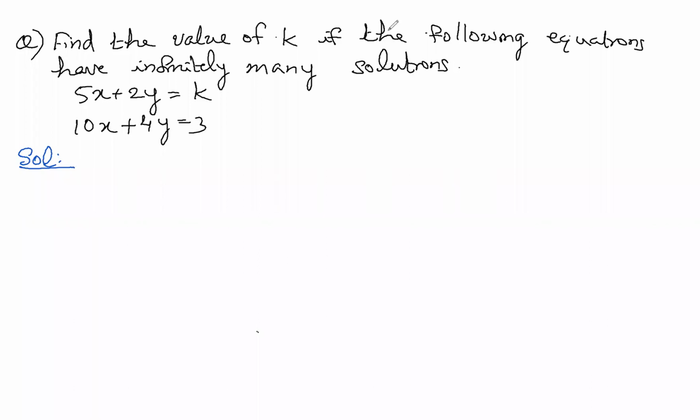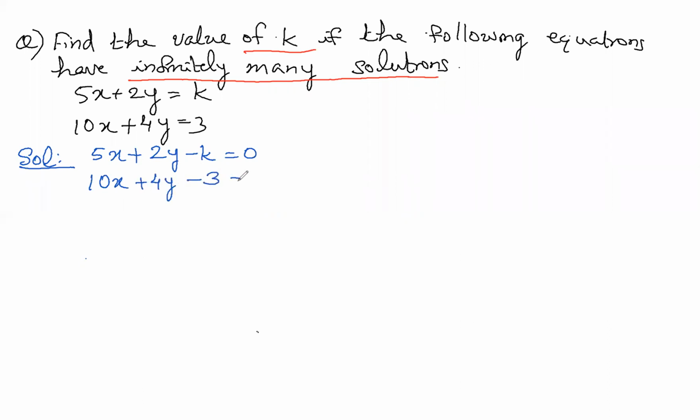So in this question, the equations have infinitely many solutions. We have to find the value of k if the equations have infinitely many solutions. First of all, you will write the equations in standard form. That is 5x plus 2y minus k is equal to 0, and 10x plus 4y minus 3 is equal to 0. These are the standard forms. And then we will find out a1 by a2 for infinitely many solutions.